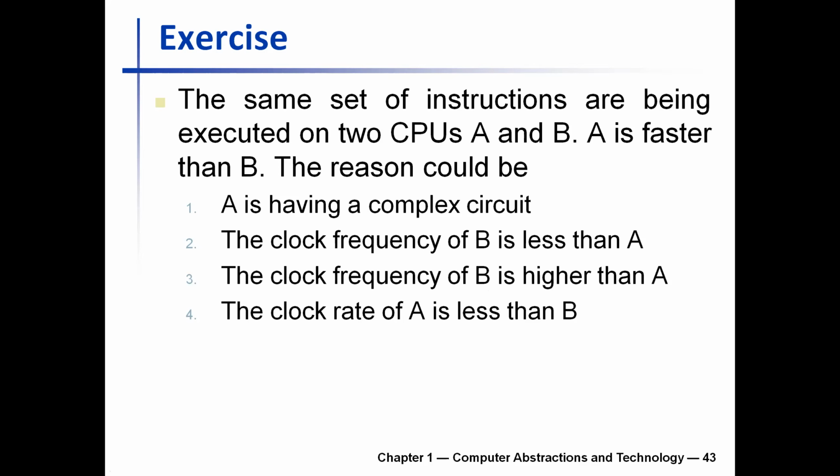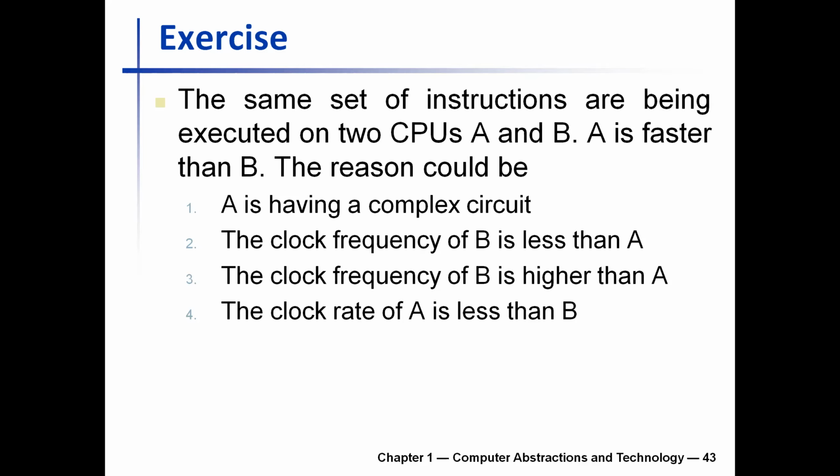The clock frequency of B is higher than A. Would it be a reason why A is fast? B uses a higher clock frequency, but A is fast. Not directly, yes, very good, Dalil.